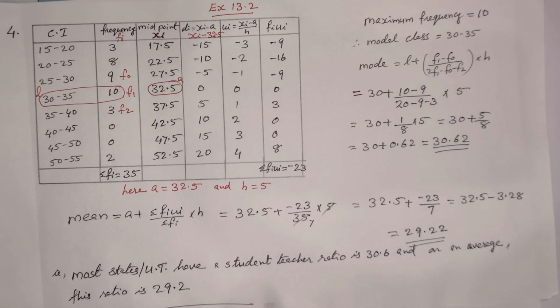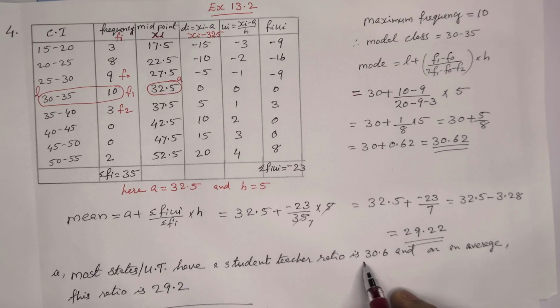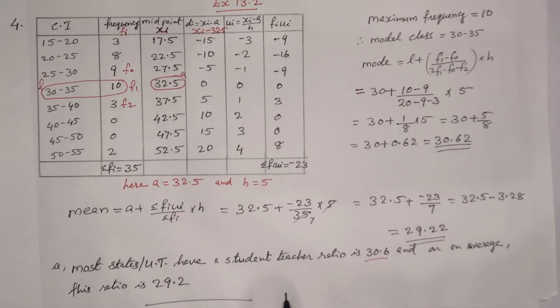So we can write that the student teacher ratio mode is 30.6 and on an average, the mean, that means 29.2.